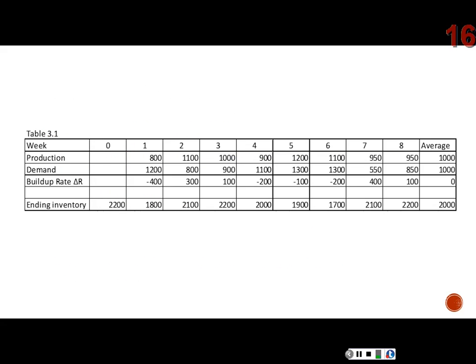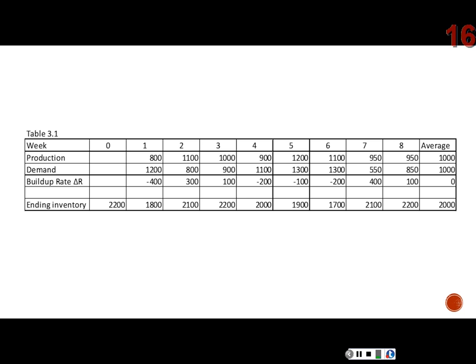Here's the table that they're showing us. Here's our ending inventory. At the end of time period 0, it's 2,200, and you can see how it fluctuates across time. On average, we have 2,000 units in inventory. My average production is 1,000 units, and my average demand is 1,000 units, and therefore the change in my buildup rate is actually 0, because over time we're just balancing that out.